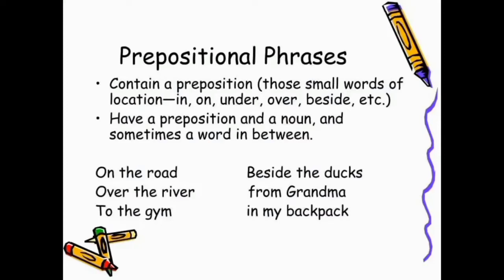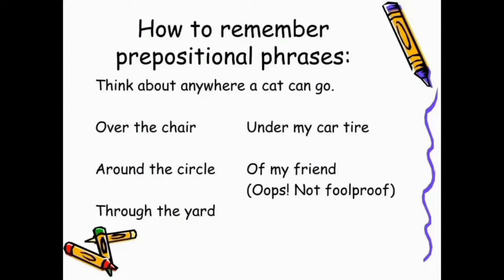Example of a prepositional phrase: on the road. On is the preposition and road is a noun. Therefore, the prepositional phrase functions as a noun. Remember, a prepositional phrase will never contain the subject of a sentence.